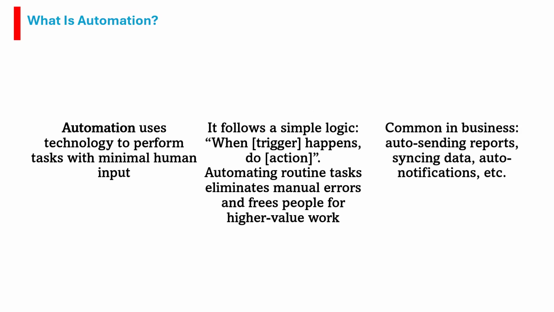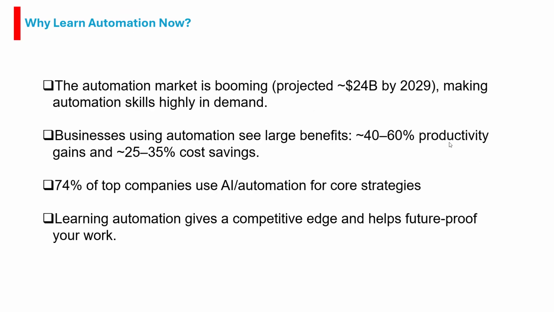And automation is very, very common now in businesses, with examples like auto sending reports, syncing data, and auto notification. Why do you need to learn automation now? Number one, the automation market is booming, with a high projection of around $24 billion by 2029, making automation skill highly in demand.